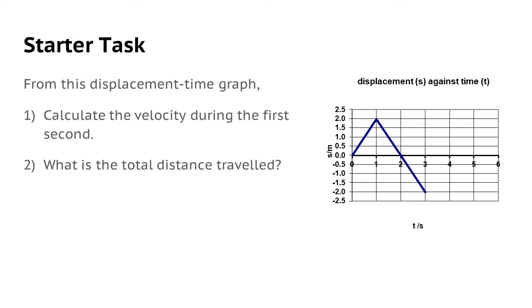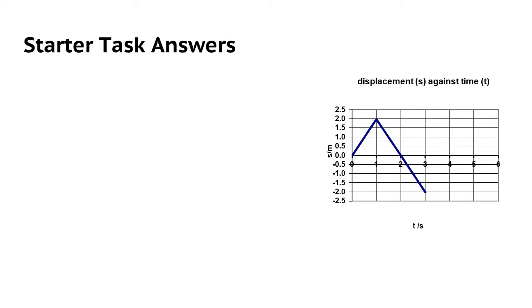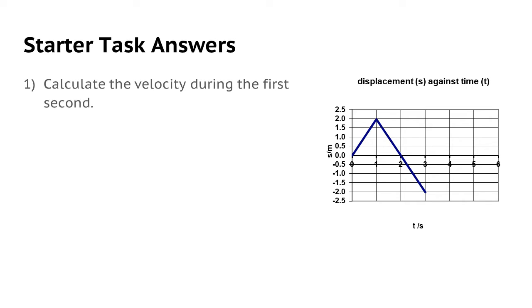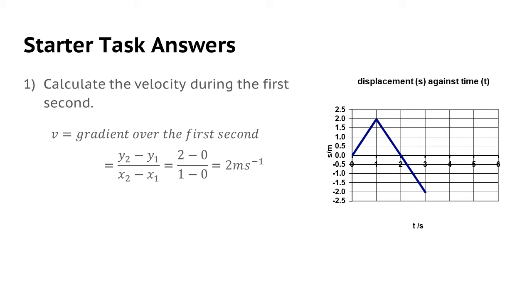This is basically a displacement time graph as you had last time. And we're trying to calculate the velocity during the first second and then the total distance travelled. Okay, the first part, to calculate the velocity during the first second. The velocity is the gradient of the graph in the first second. It doesn't actually change, so we're not going to have any issues there.